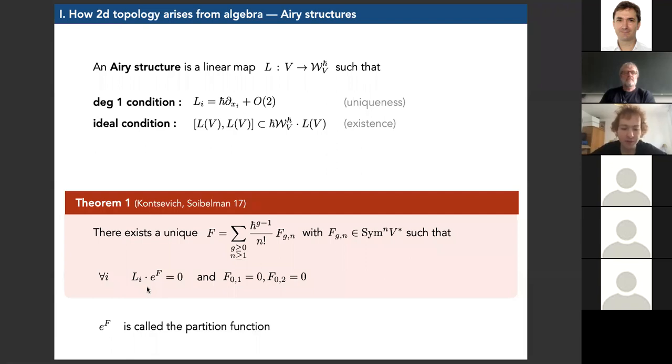And moreover, there's existence, but also there's uniqueness, which happens when you normalize f01 and f02 to be 0. So this f, the leading order in h bar is 1 over h bar, and then it starts with a cubic term. And then you have higher order terms. So exponential of f will be called the partition function. And that's what we can get from an Airy structure.